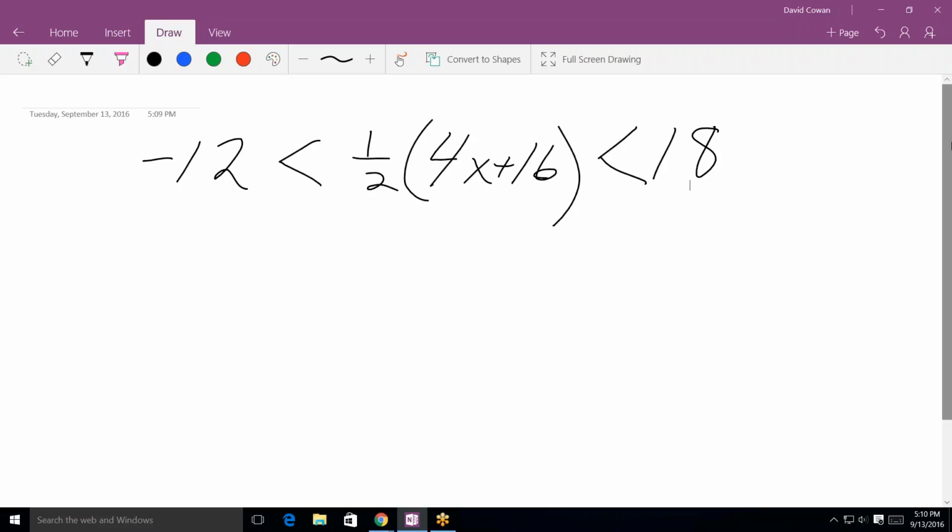All right, the goal is to isolate the x in the middle so that the final step has this. The next step is going to be, by the way, negative 12 is less than 2x plus 8 is less than 18.